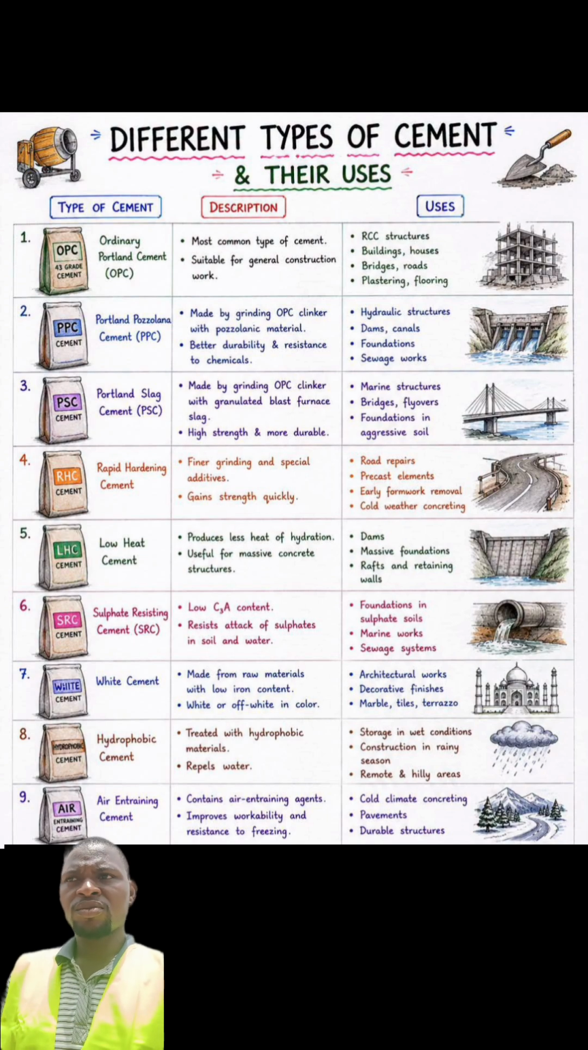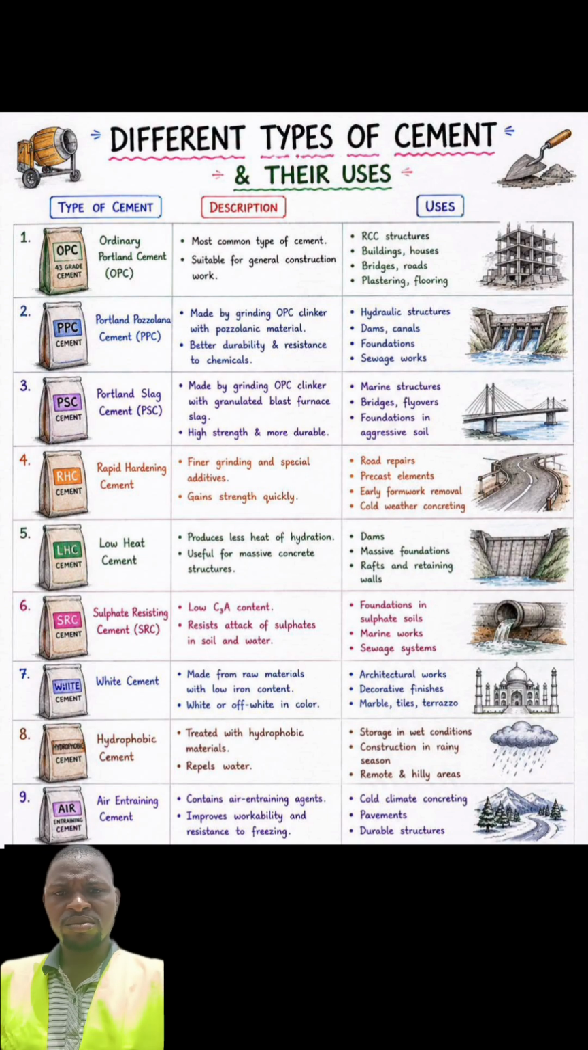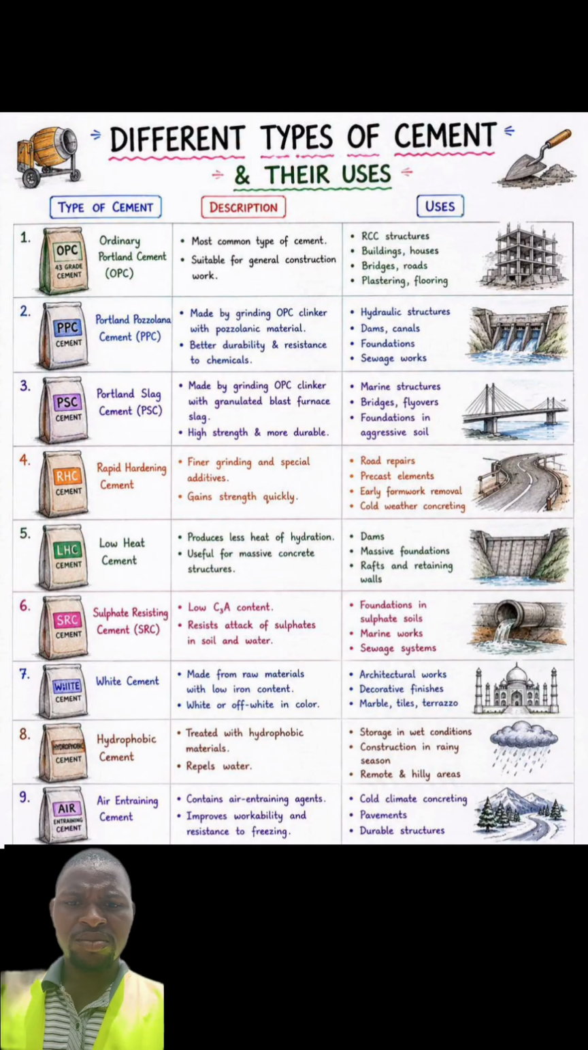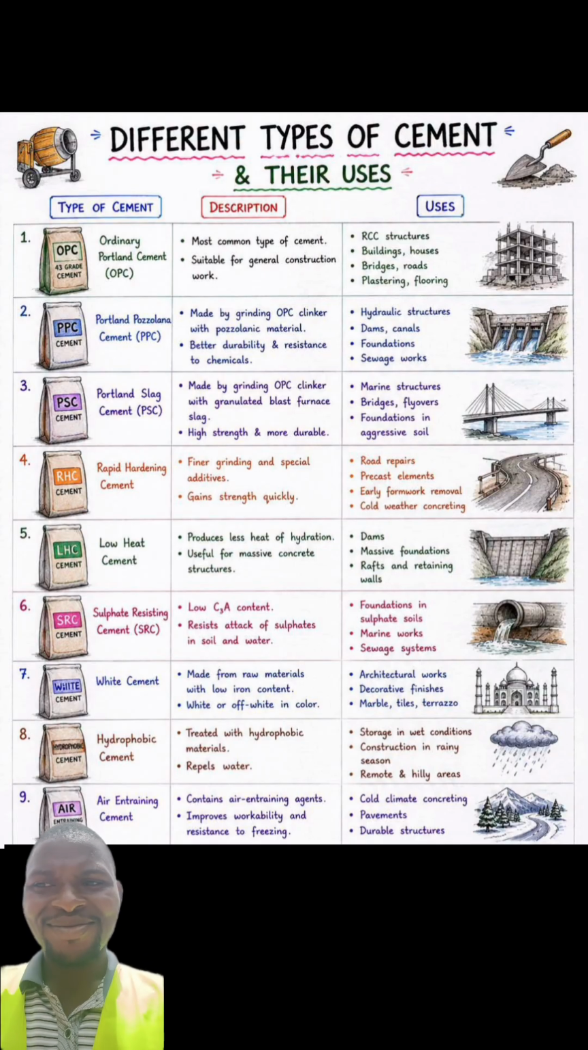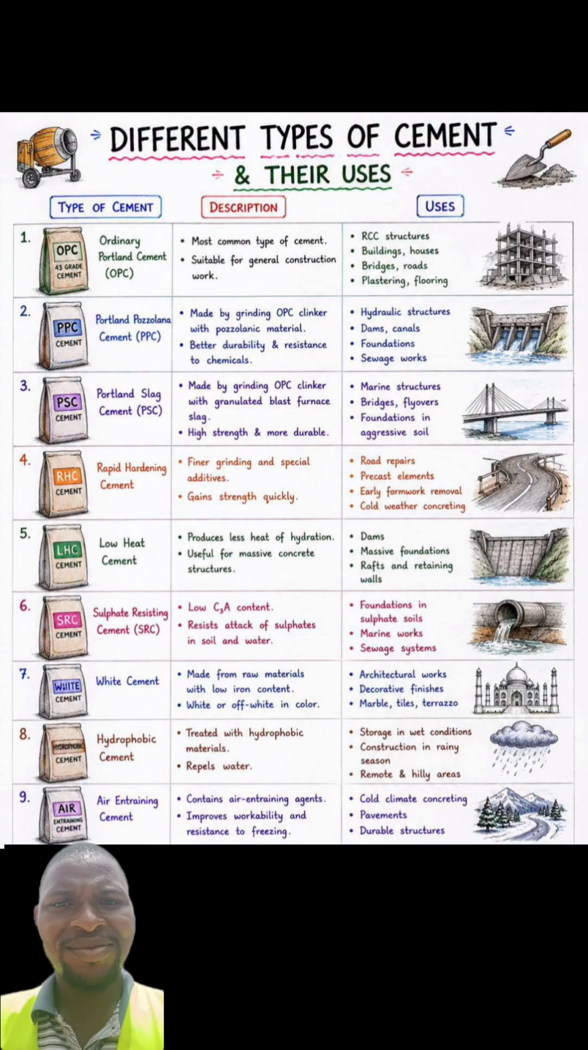Yeah, so we'll now be talking about the uses. So ordinary Portland cement is used in RCC structures, that is your reinforced concrete structures. Then it is also used in buildings, houses, bridges, roads, then plastering and flooring, right?